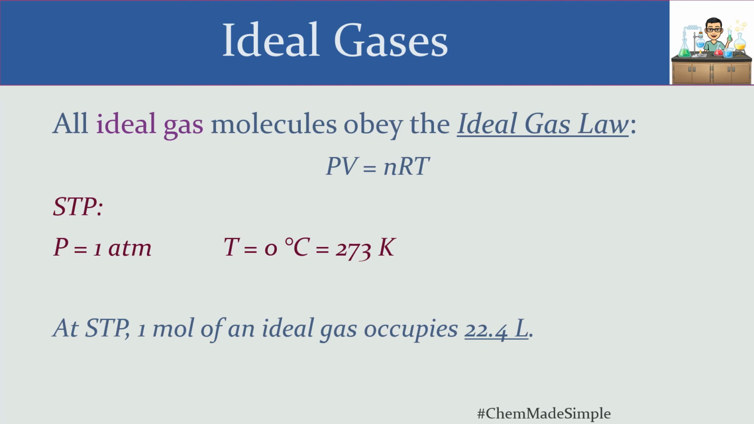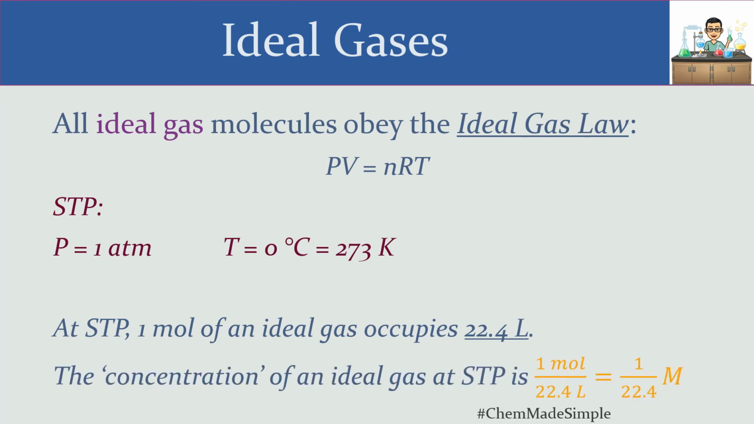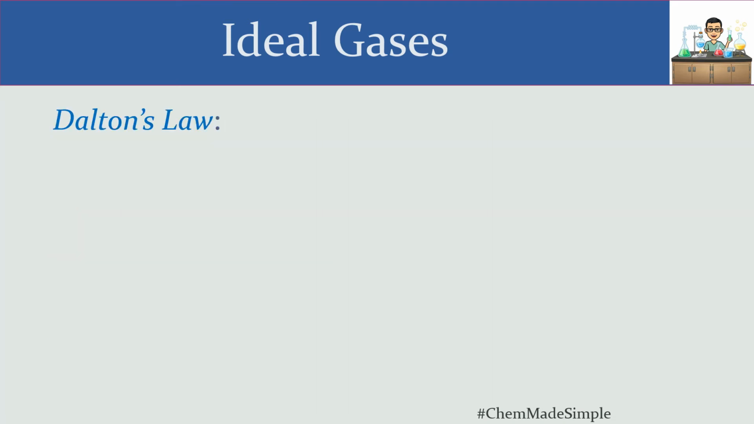Now, another way to take a look at STP is to say, well, the concentration then of an ideal gas under those conditions is, well, if 1 mole occupies 22.4 liters, we can think of using units of moles per liter or concentration instead. So moles over liters, 1 mole is equivalent to 22.4 liters. And so moles over liters is going to give us 1 over 22.4.